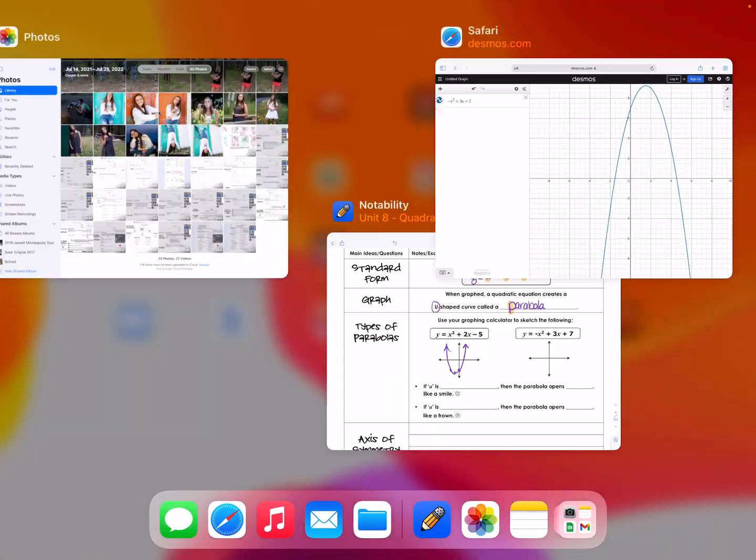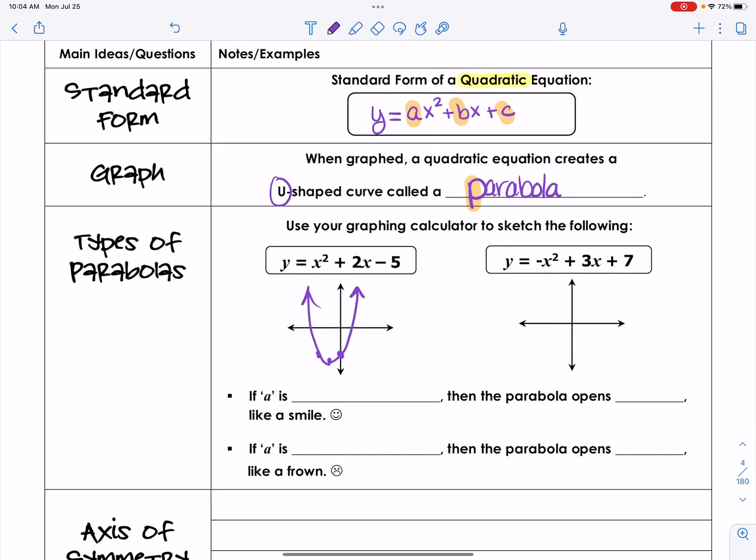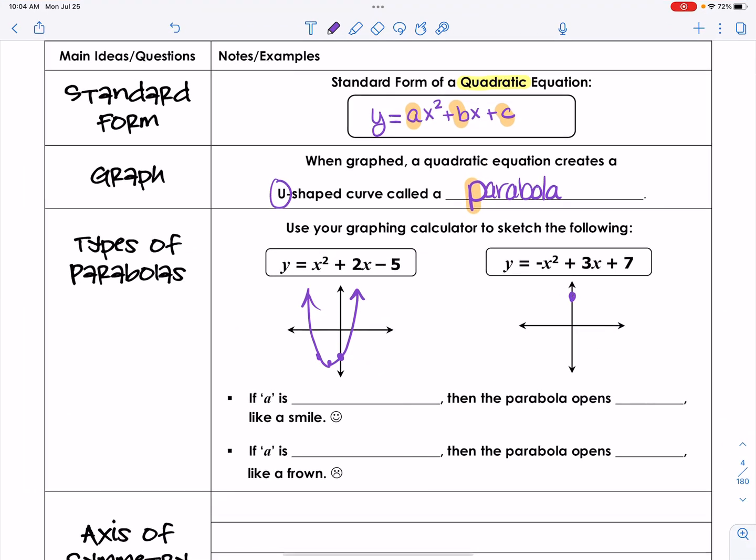Okay, so if I were to sketch this, it went through at 7 and then up like this and back down. Okay, so that's what it means by a U-shaped curve. It kind of makes like a bowl type thing. So the important thing to remember is if this value in front is positive, then the parabola is going to open up. It's a smile. It's a positive. It's giving you a smile.